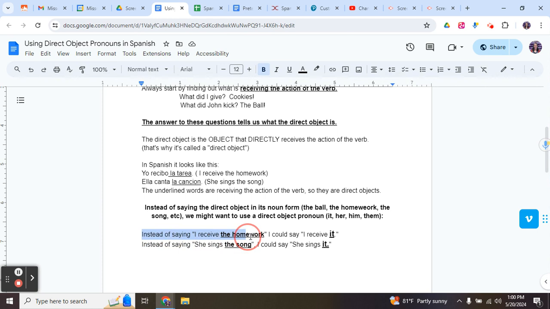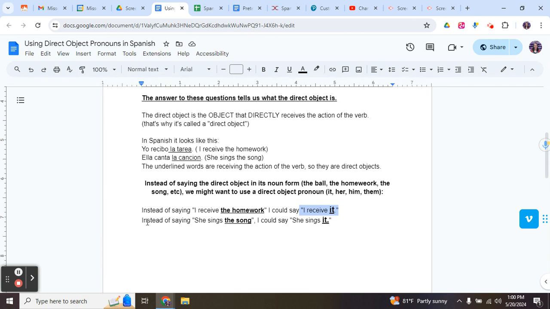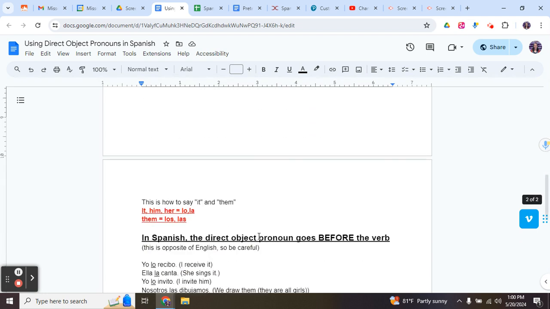So instead of saying I receive the homework, I could say I receive it. It is a direct object pronoun. Instead of saying she sings the song, I could say she sings it. It is a direct object pronoun replacing the direct object, the song. So both of these are still direct objects. This is a direct object, and this is the direct object pronoun. They're both direct objects, just one is the pronoun form of the direct object.